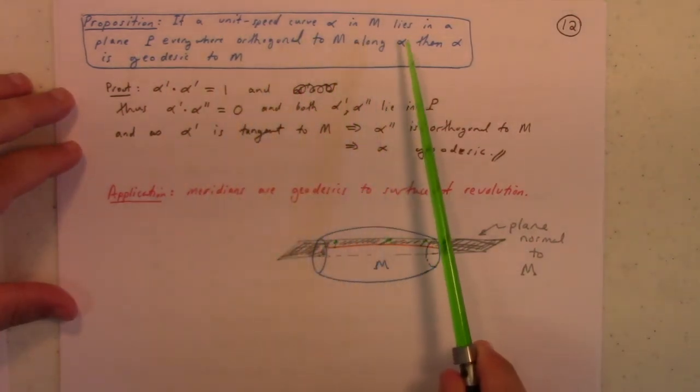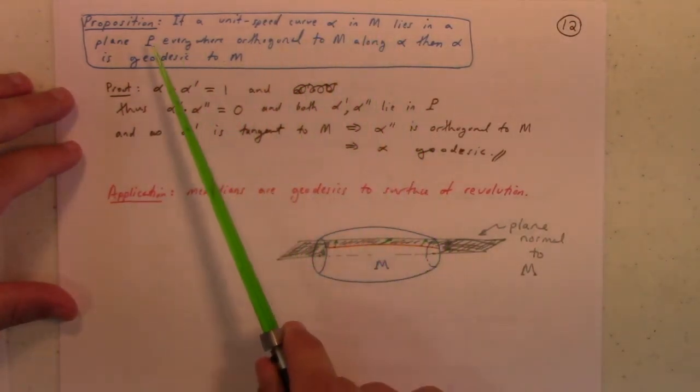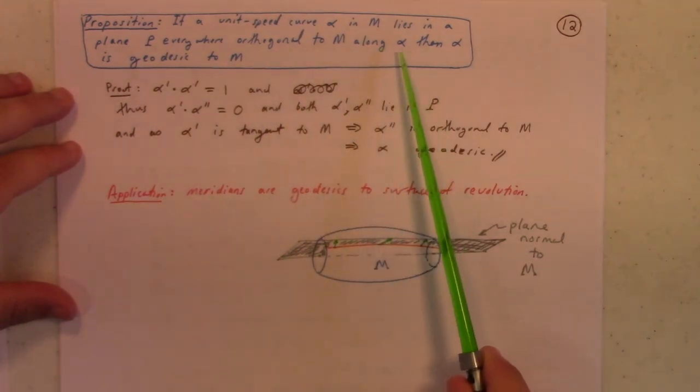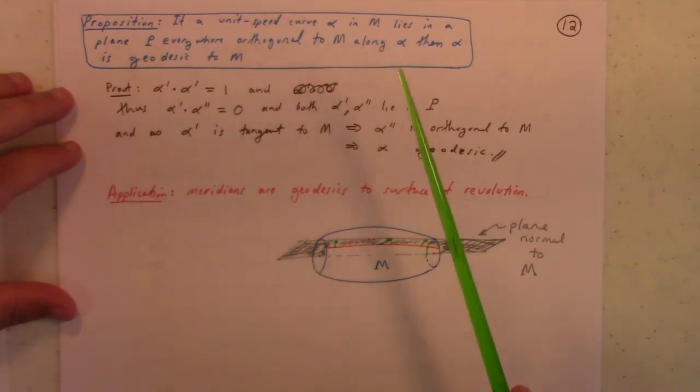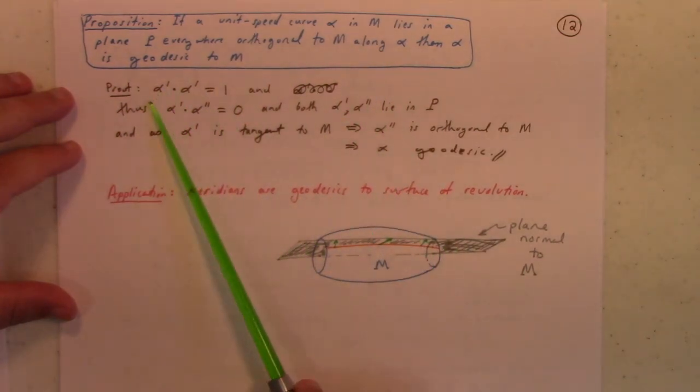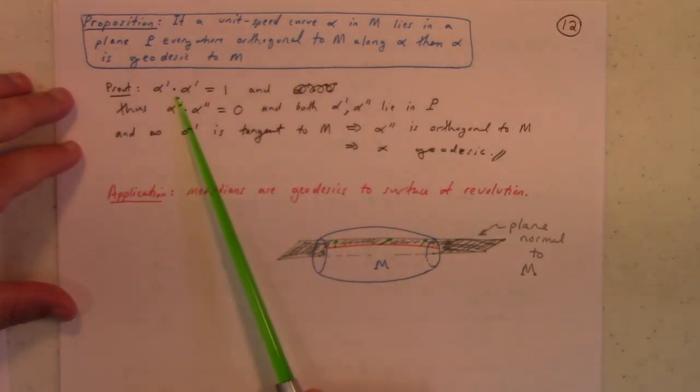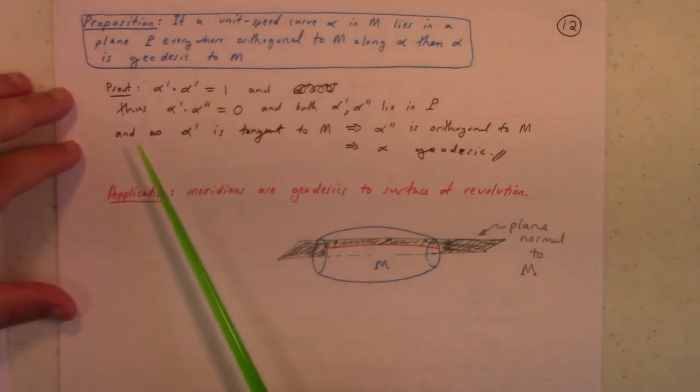Proposition. If alpha is a unit speed curve in M and it lies along a plane P, which is everywhere orthogonal to M along alpha, then alpha is a geodesic of M. Proof. Well, the length of alpha prime is 1 because it's unit speed.